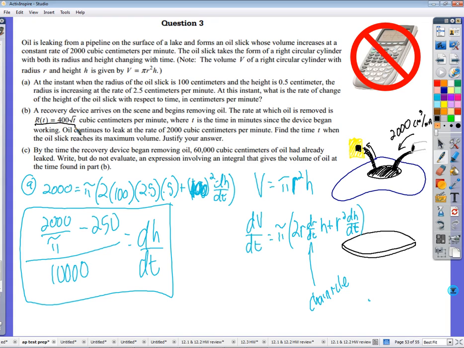125. Because 400 times the square root of 25 minutes would put it right at 2,000, and that would be right when it starts to change, decreasing. Right, so right at 25 minutes, it'll be pulling 2,000 cubic centimeters per minute out. And it's 2,000 cubic centimeters per minute coming in, so they're in balance at that very instant. And then any time after that, the machine is going to pull oil out faster than the oil leaks into it.